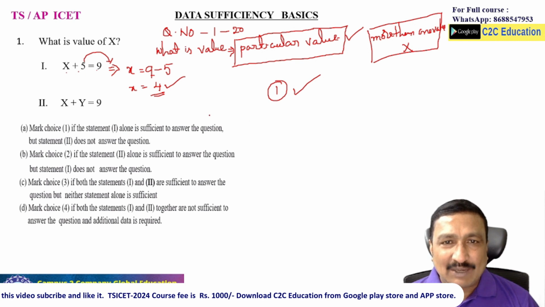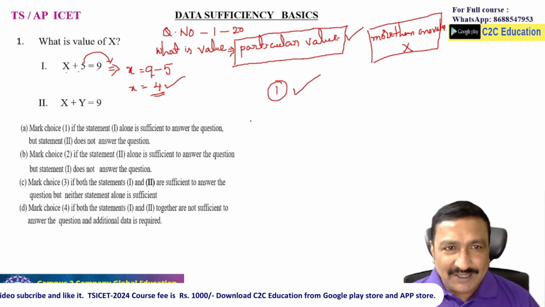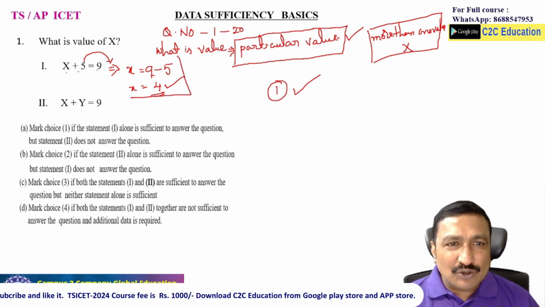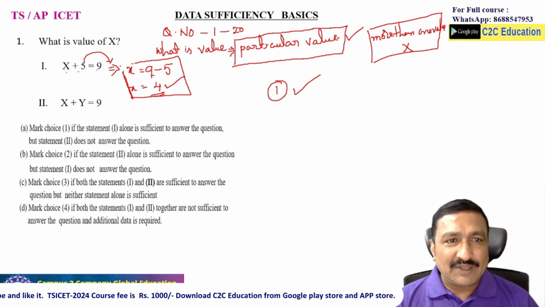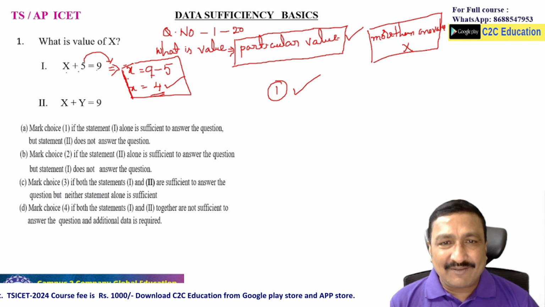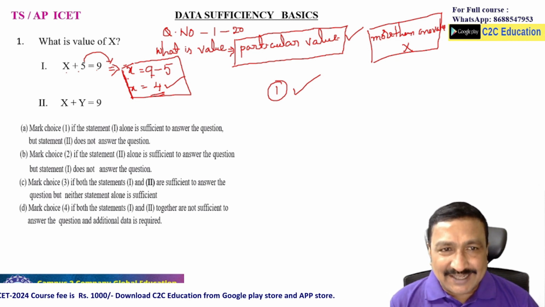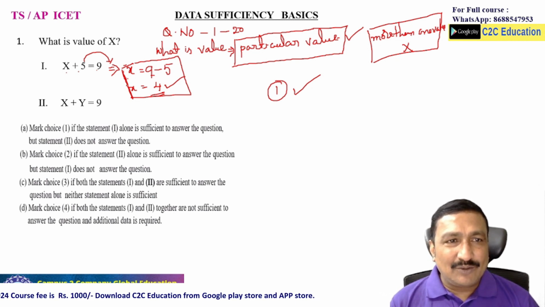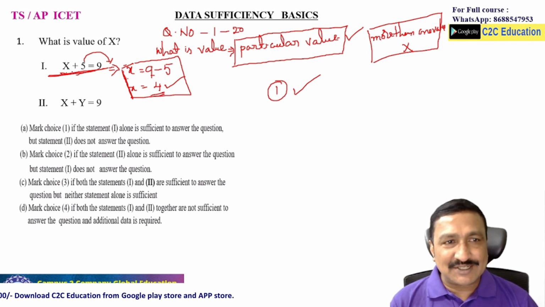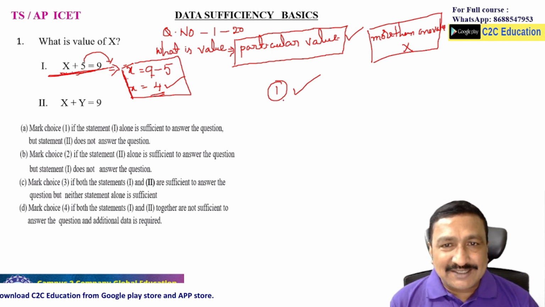In this case, I want to say one important point. Here there is no need to solve these calculations. They are not asking for the answers. They are asking whether we can find the value or not. If you are very good, just look at the first statement: x plus 5 is equal to 9, 5 comes to this side, x is equal to 4. Yes, I can say the answer from the first statement, so we can keep the answer as choice 1, friends. Is it clear?